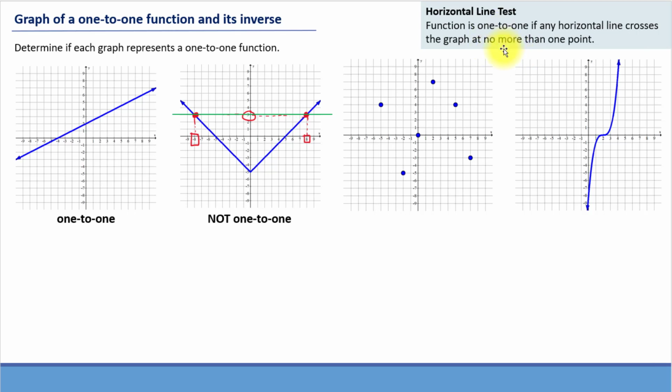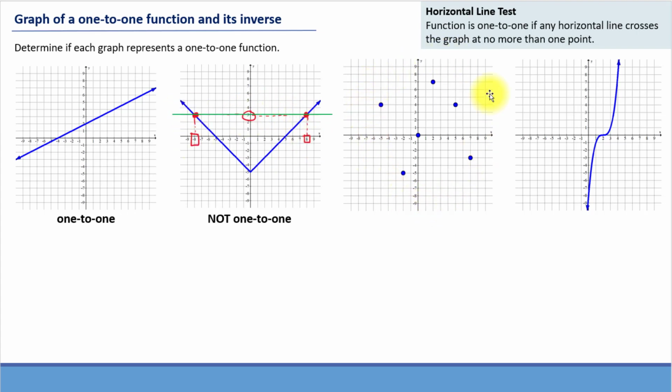Well, we already know about the vertical line test. Remember, that's the one that we use to determine if the given graph represents a function or not. But this time, the horizontal line test helps us to determine if the function is one-to-one or not. So, the function is one-to-one if any horizontal line crosses the graph at no more than 1 point. And if I rephrase that, I can say that if any horizontal line crosses the graph at more than 1 point, 2, 3, or more, then the function is not going to be one-to-one, because that will indicate that there are 2 or more points on the graph with the same y-coordinate, but different x-coordinates.